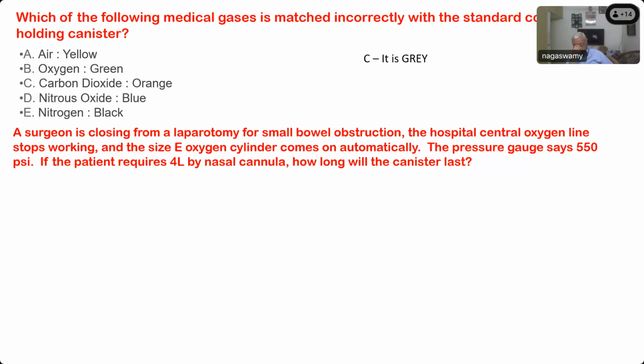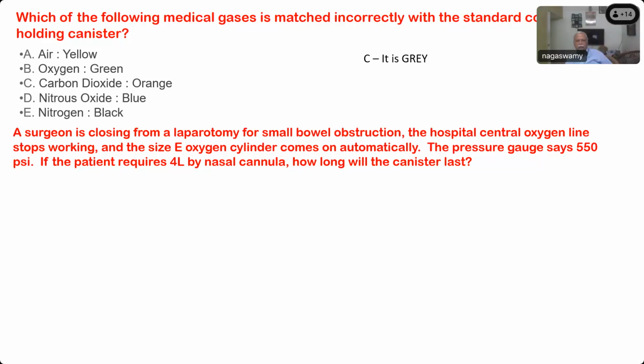How do you calculate this? The time a partially filled oxygen cylinder can supply, which law is employed here? P1 V1 is equal to P2 V2. What is the law you use for this? Gas law. Boyle's law. Very good. You have to use Boyle's law. And how do you calculate that?